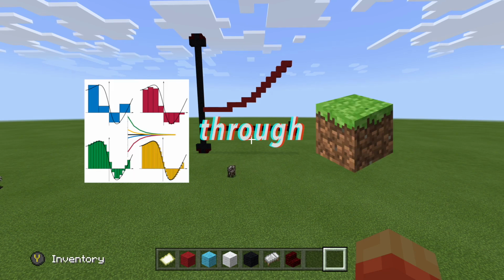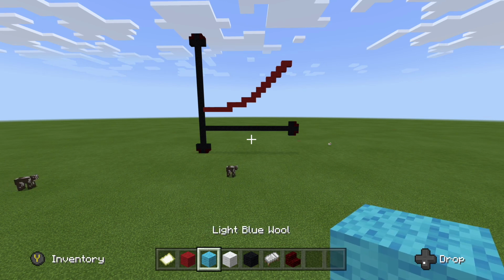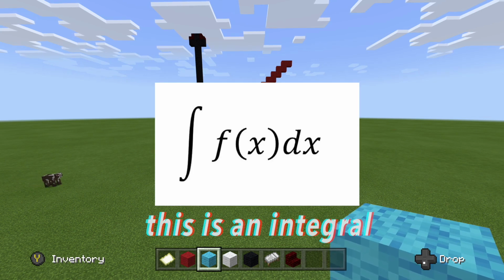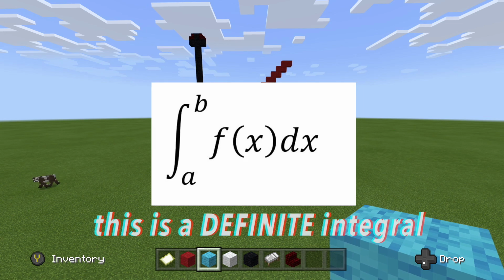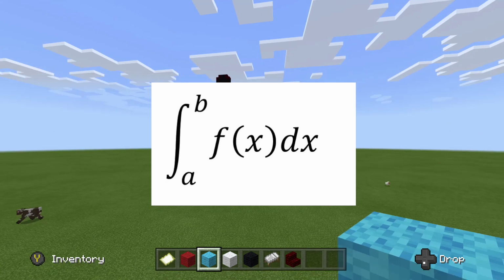So, in calculus, after learning about limits and derivatives, you can learn about integrals, also known as antiderivatives. When you define the bounds of an integral, called a definite integral, it is essentially taking the area under the curve.